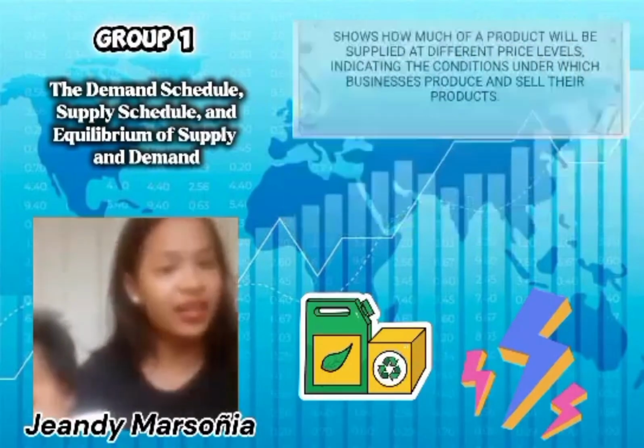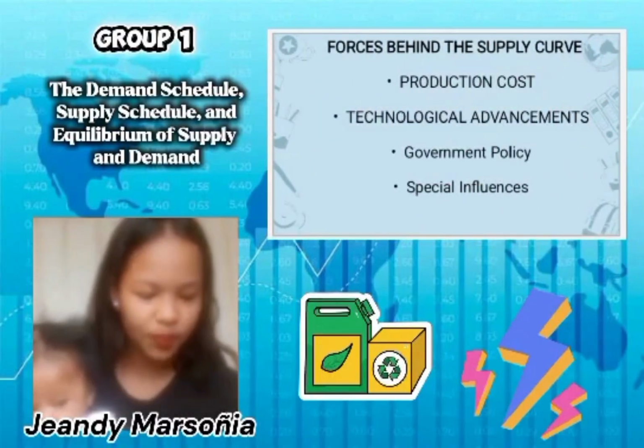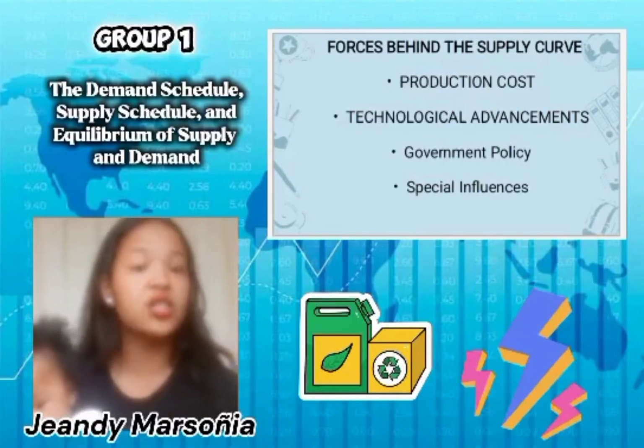So these are the factors that affect the supply curve or the supply schedule. First is the production cost.